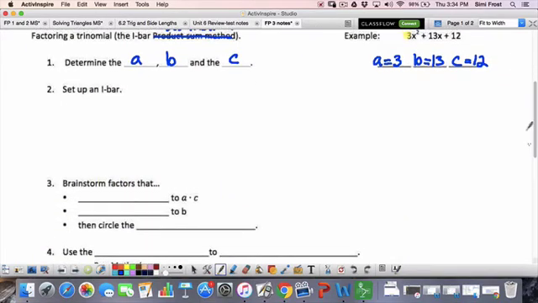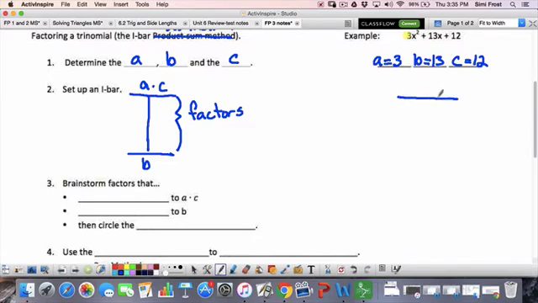So we've practiced this, but an I-bar, just so we have it again in our notes, is going to have a times c on top and b on the bottom, and then all of this in the center is just to brainstorm some factors. So with this problem, I'm going to go a times c. So 3 times 12 is 36, and then my b goes down here, it's 13. Okay, brainstorm factors that multiply to a times c and add to b.